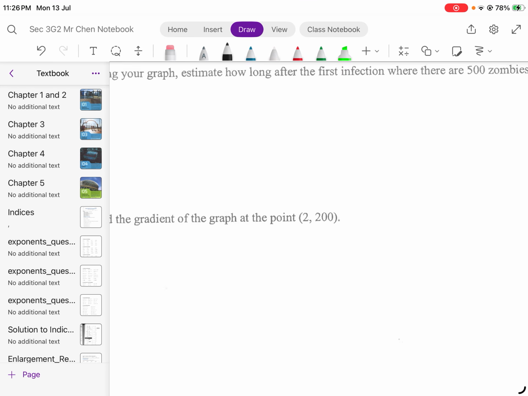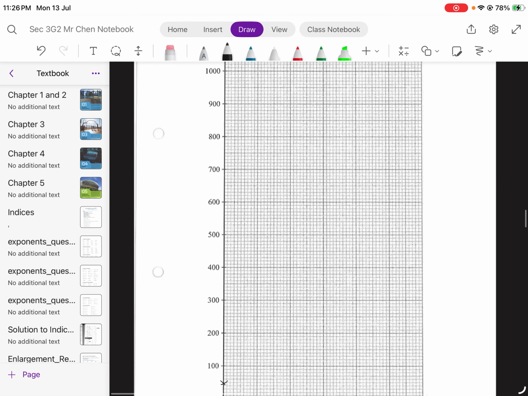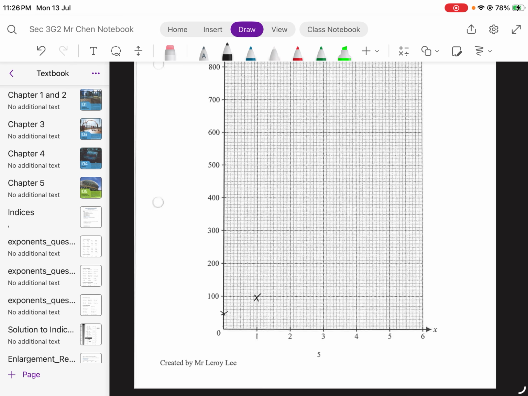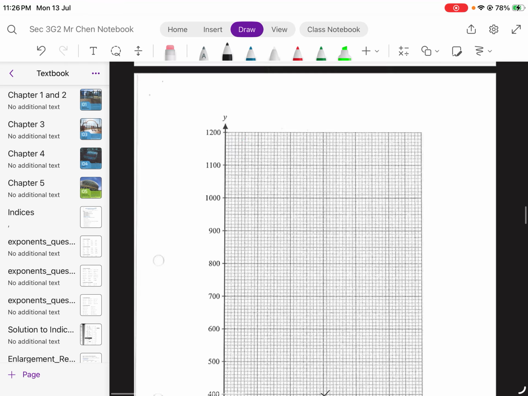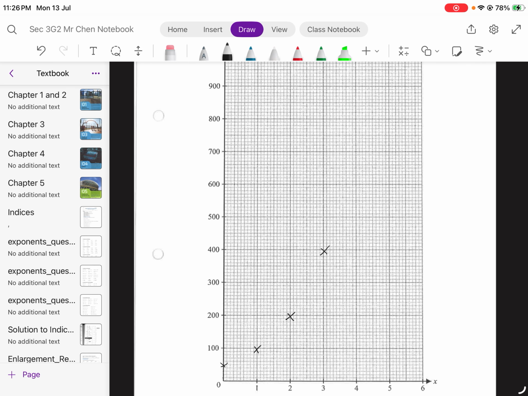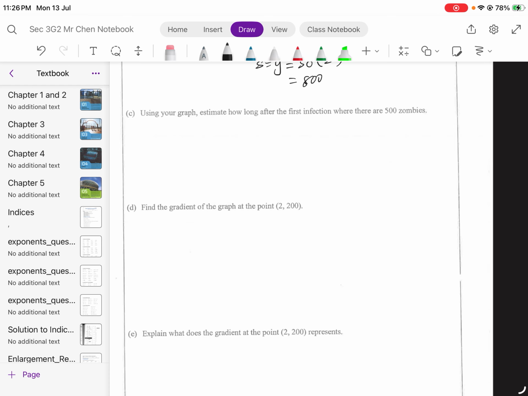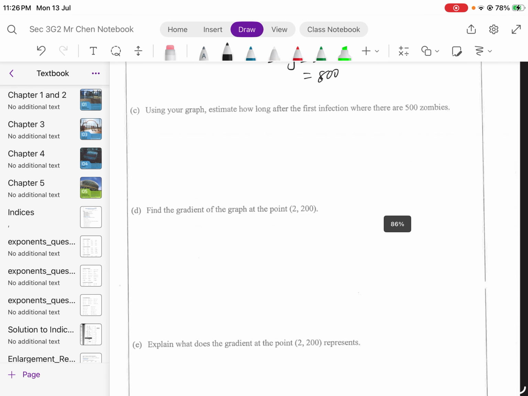So from here, 100, 200, 400. You notice it curves upwards. Then the last one is 800, here. So you should get roughly this. I'm not too good at drawing on the iPad, but I think it's a decent effort, give or take. You should use a curve ruler. Please don't use freehand if you're not good at it.